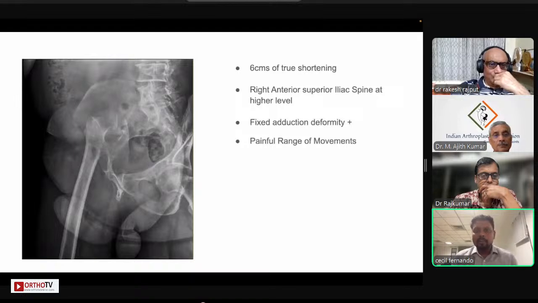On examination, the patient had 6 centimeters of true shortening. The right anterior superior iliac spine was at a higher level. Patient had a fixed adduction deformity, and the range of movements were painful. This is a lateral view.